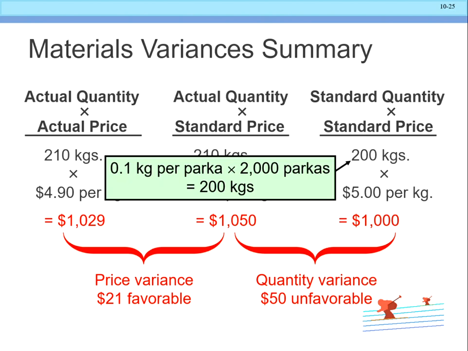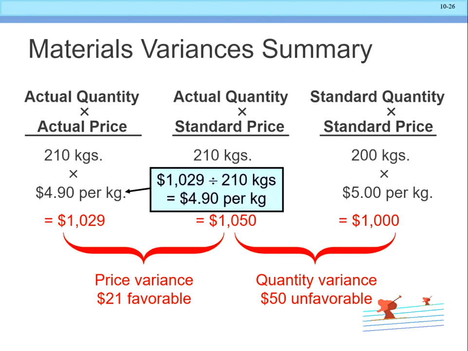So what went wrong? According to the price of buying from the supplier, we did benefit, because we paid $4.90 instead of the $5 that we had planned. But in terms of usage, that's where things went wrong, because we should have used 200 kgs, but we ended up using 210. So what is the cost implication of that? It's $50 that is unfavorable.